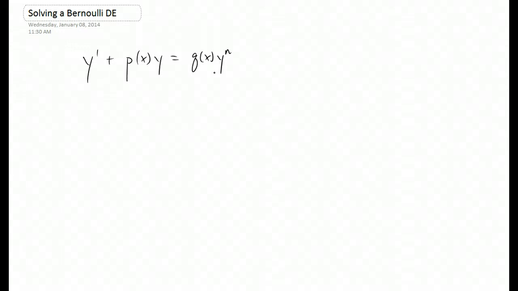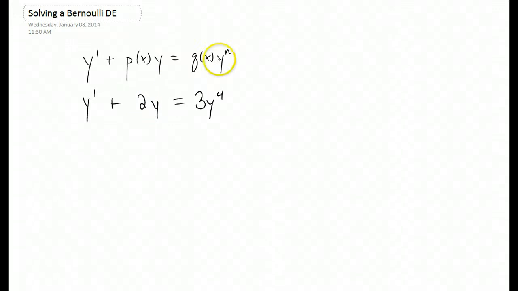using a substitution. So right here is a general form for a Bernoulli differential equation with x as the independent variable and y as the dependent variable. Let's make up a really simple example and we'll try to solve it. Okay, here's an example. My p of x is 2, our q of x is 3, and our n value I just made up is 4.